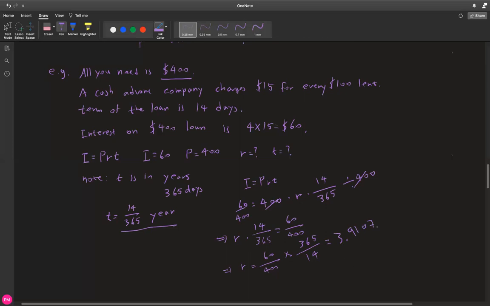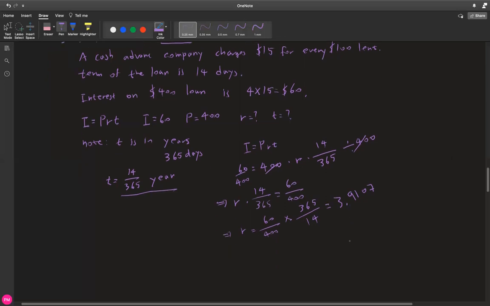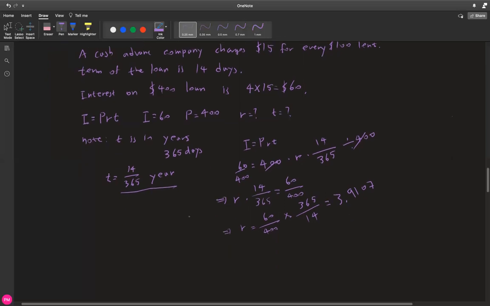So what does this mean? We've never seen R this big. R was always a decimal that's less than 1. It was always 0 point something. So this actually implies that the APR in this scenario is actually 391.07%. So that's a lot of APR.